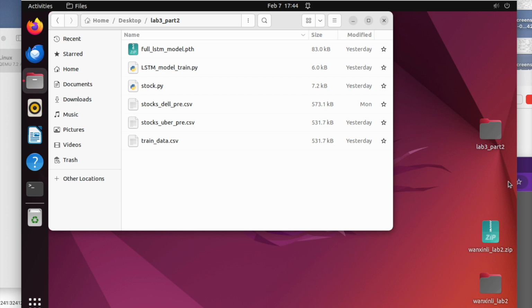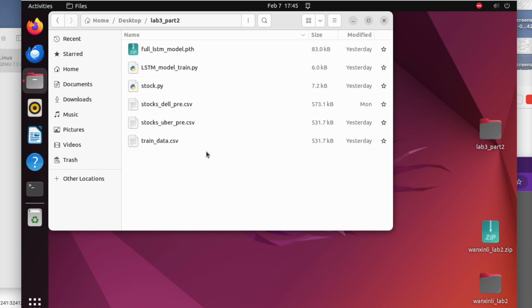This file contains the stock data for training the model and the stock data for the simulated trades. For this stock CSV, for example, we have the stocks Dell and Uber, and this CSV is the pre-processed data after we ran the data pre-processing.py for our Lab 3 Part 1 code.